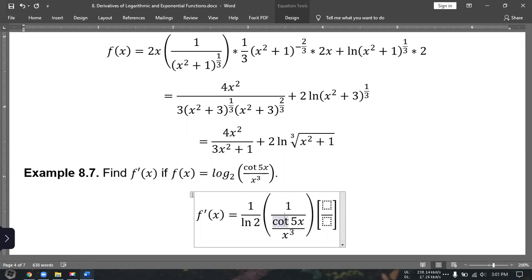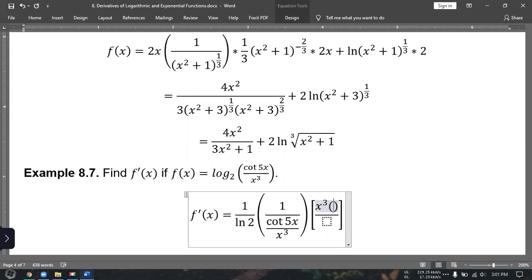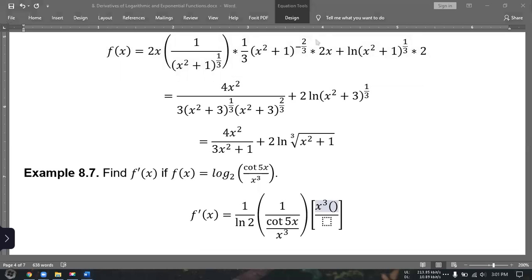Okay. So let's start with v du. v is x cubed. What is the derivative of cotangent 5x? Or rather, what is the derivative of cotangent u? Go ahead, Brian.